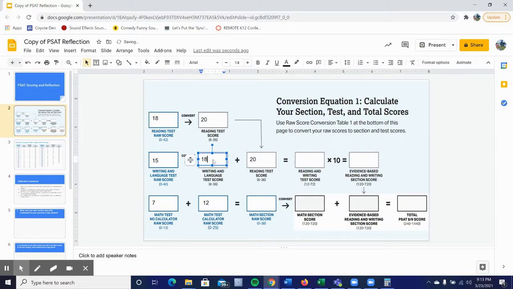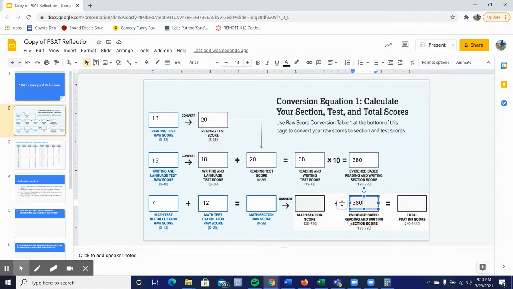Once you have both numbers in our box, we are going to follow across now from left to right. So 18 plus 20 comes to 38. So 38 times 10 is 380. Again, we're following our arrows and it wants us to drop our 380 down to our last row. So now we have completed following our arrows for both our reading and our writing tests.